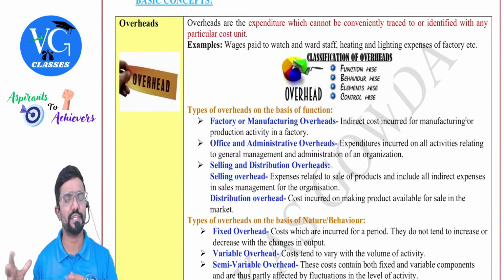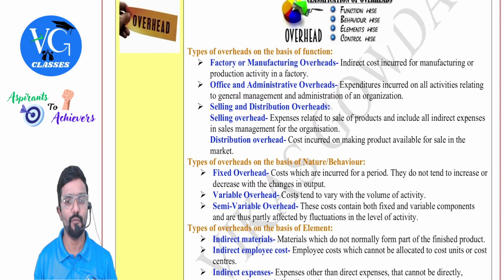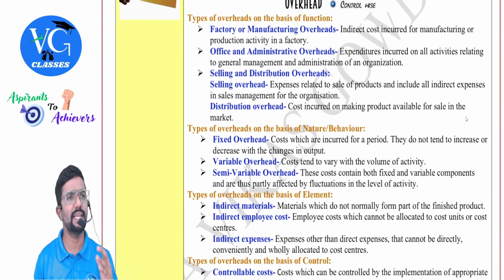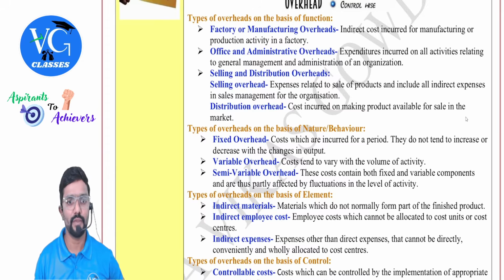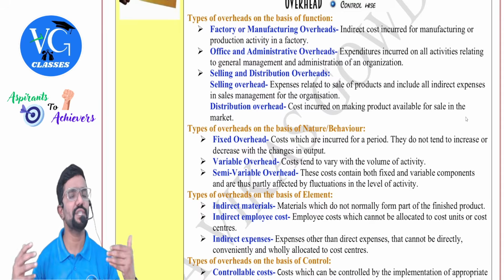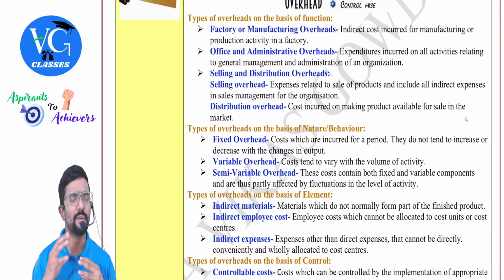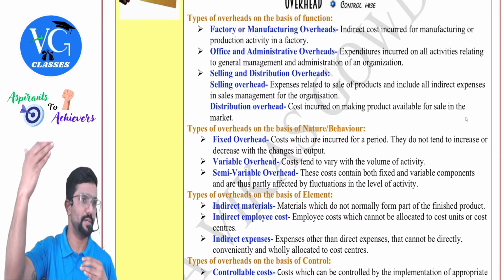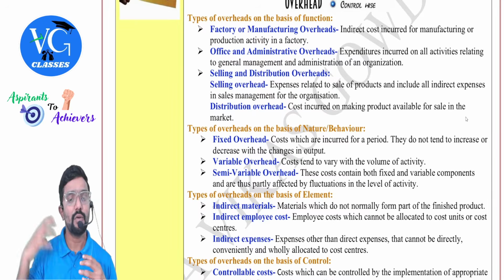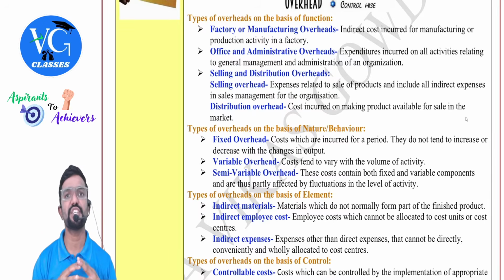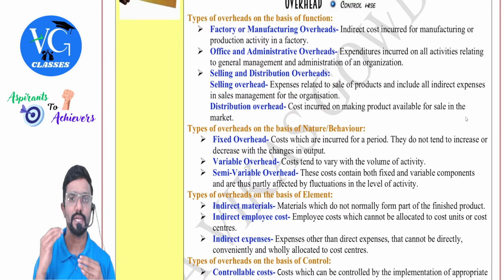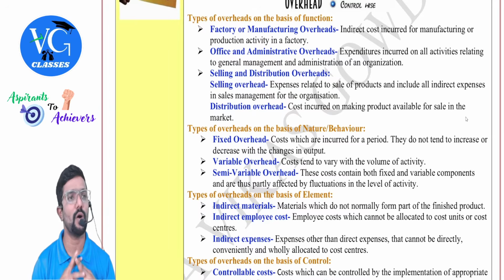Clear on classification. So what are the different types of overheads? First we will understand and then we will get into the numerical area. Yes. First, types of overheads on the basis of function. That is functional classification. If you remember, we have covered this even in the first chapter. These are all important, especially the functional classification is important for the cost sheet also, guys. Clear? Because in the cost sheet, the presentation is in the same order.